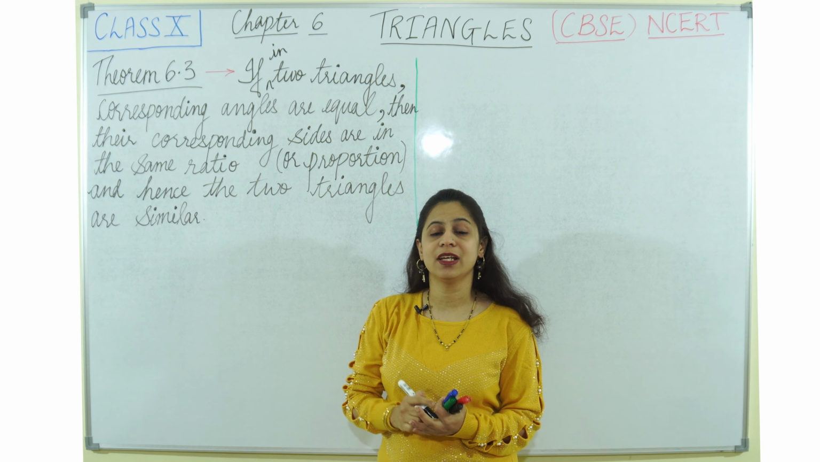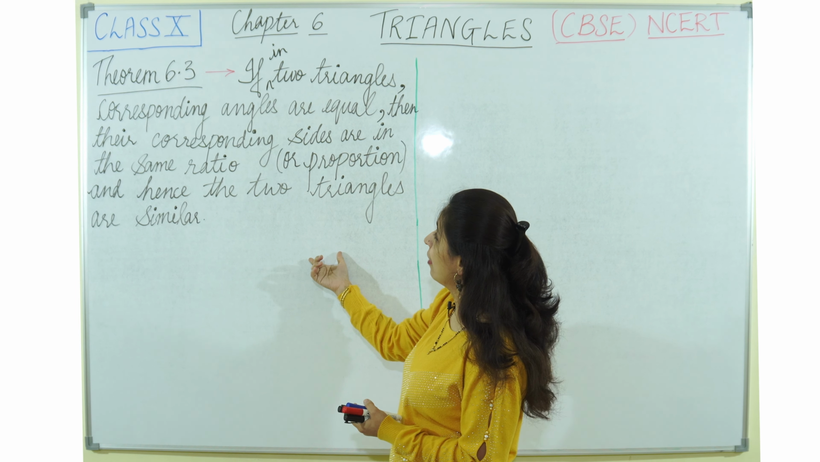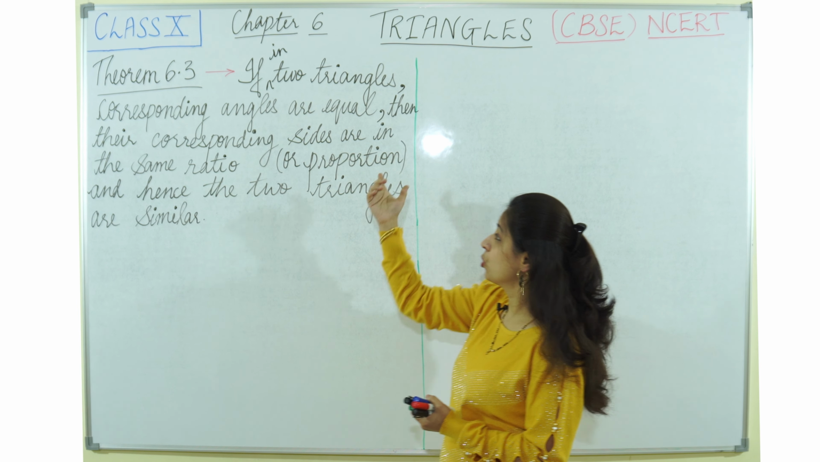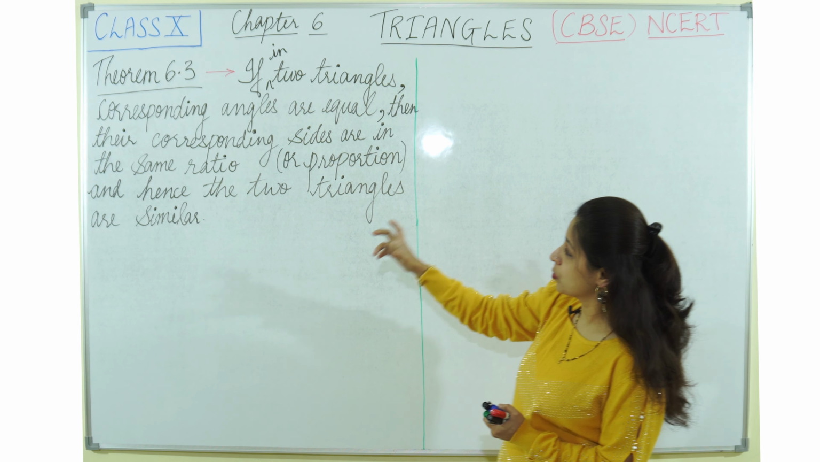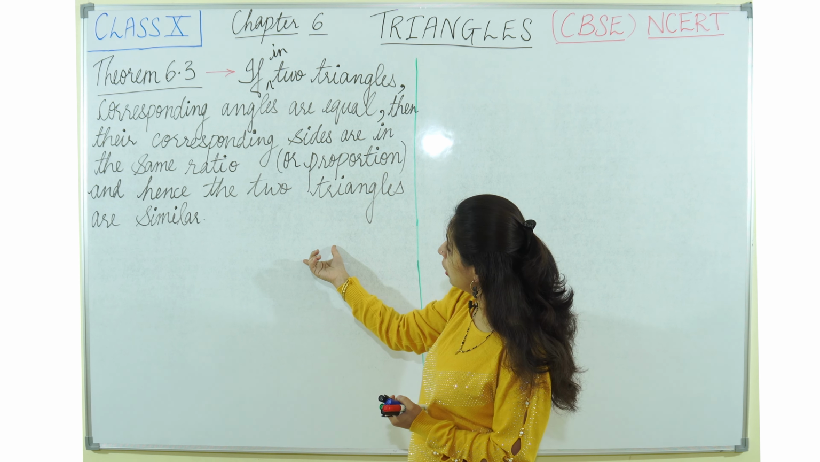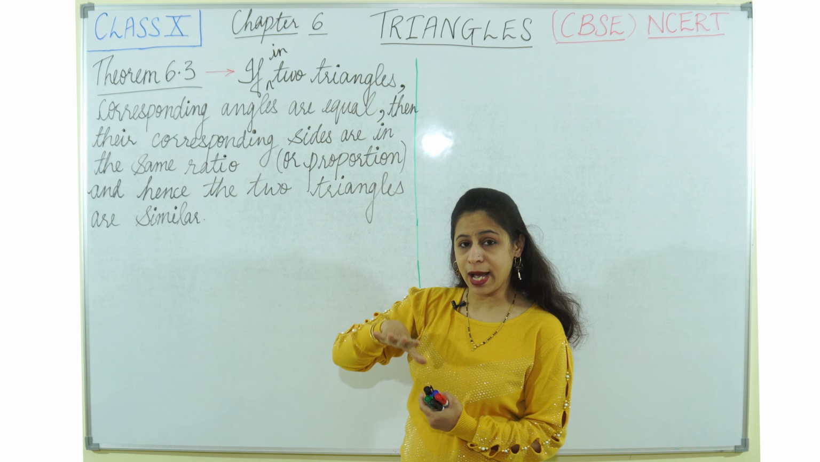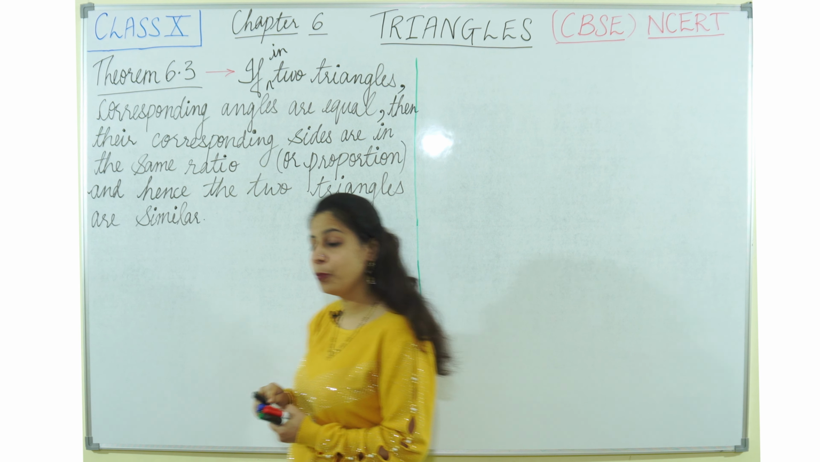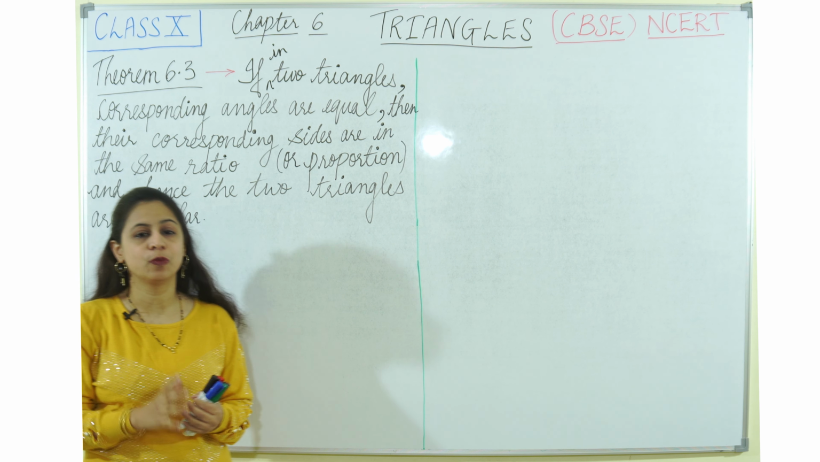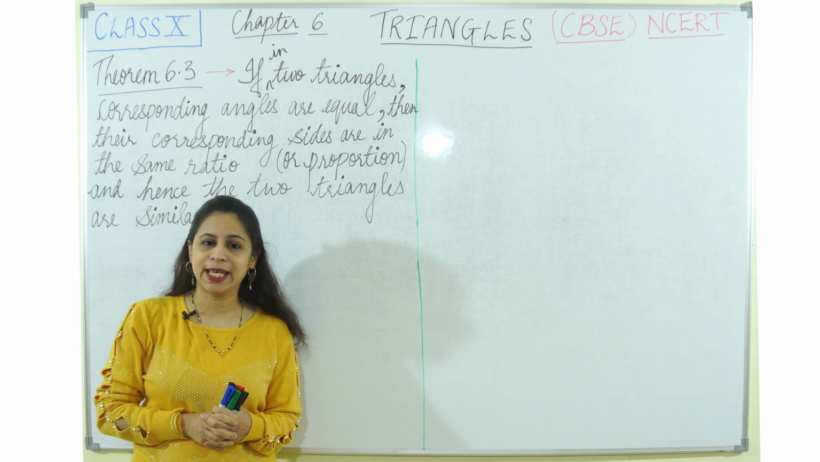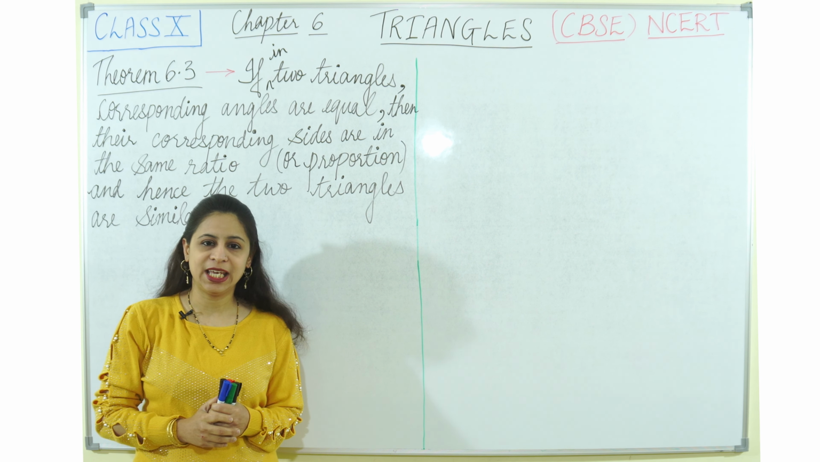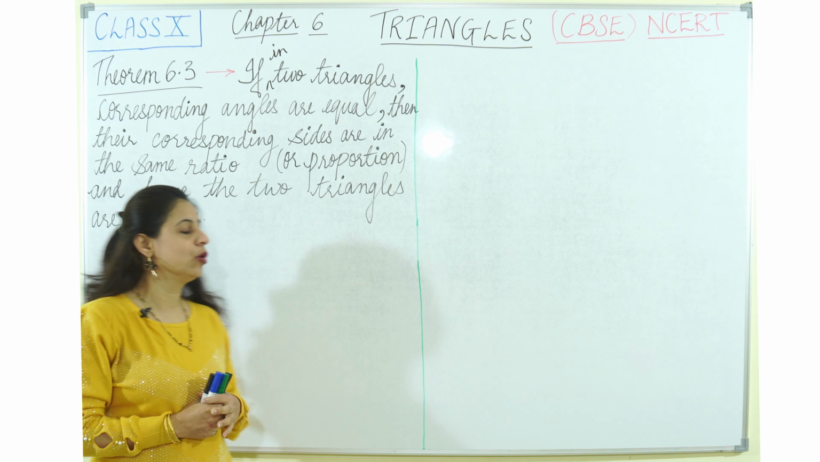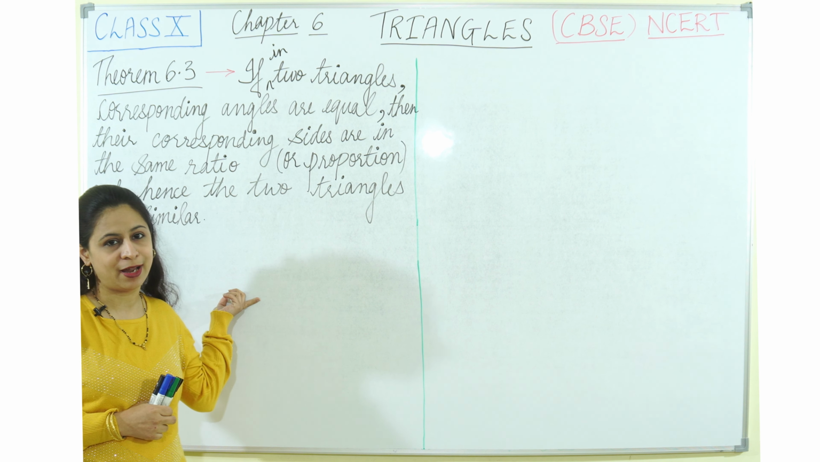So they are saying that if two triangles have their corresponding angles equal, then their corresponding sides are also in the same ratio, and the triangles are said to be similar. So we need to prove two triangles to be similar by the AAA criterion, that is the angle criterion, and this theorem is also known as the AAA similarity theorem.